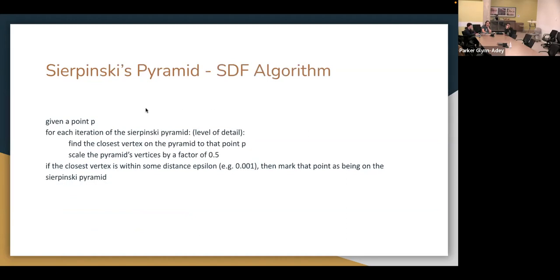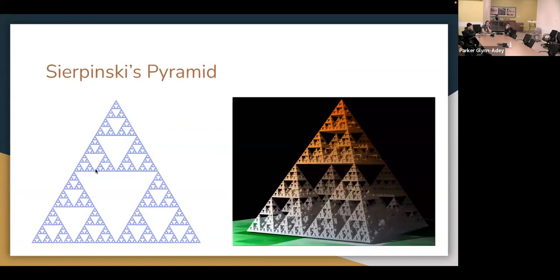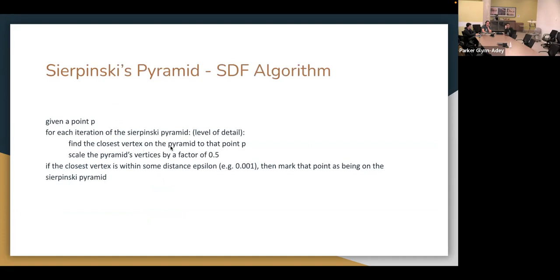So let's go over the algorithm. Given your point P, for each iteration in the Sierpinski pyramid, which is how many smaller triangles you want to have, you find the closest vertex of the pyramid to the point P, and then you scale the pyramid's vertices by a factor of 0.5, a factor of half, around the closest vertex. And if that closest vertex is within some very small distance from your point, then you would mark that point as being part of your Sierpinski pyramid. The pseudocode might be a bit hard to understand.